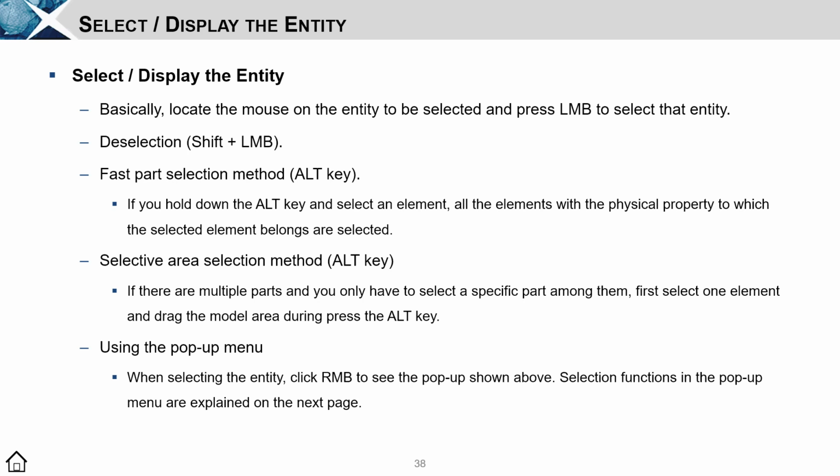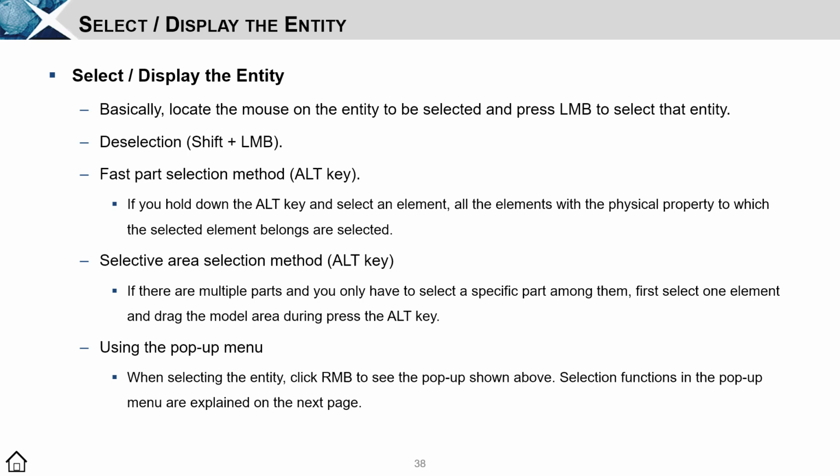If you hold down the Alt key and select an element, all the elements with the physical property to which the selected element belongs are selected. If there are multiple parts and you only have to select a specific part among them, first select one element and drag the model area while pressing the Alt key.